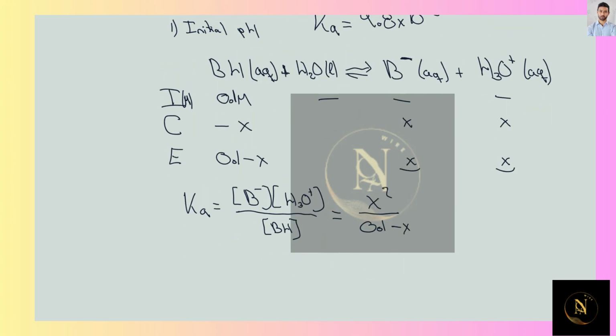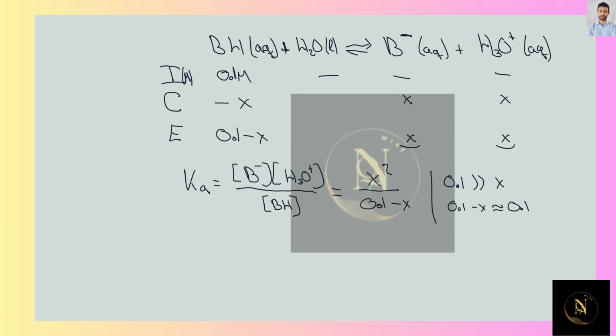So now we can make an approximation, saying that 0.1 is much larger than x. Thus, 0.1 minus x is essentially 0.1. We need to verify that this is true when we find our result. If the value for x that we find is larger than our assumption, then we would need to solve the full quadratic expression, meaning solving the equation that comes from this equality.